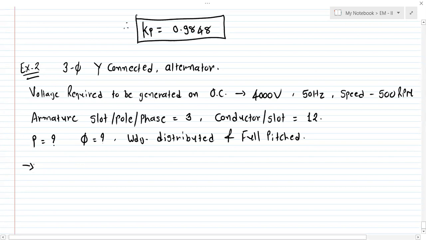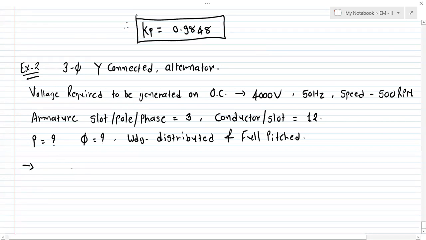Let me write down that data here. We have a three-phase star-connected alternator that should generate a voltage of 4000 volt. It has a frequency of 50 hertz with a speed of 500 rpm. It has armature slot per pole per phase of 3, and 12 conductors per slot. Then we have to find the number of poles and flux.